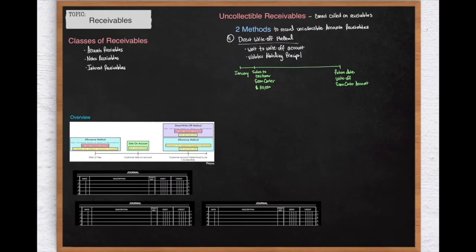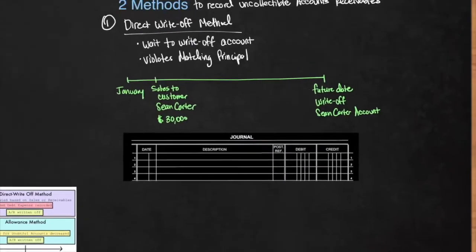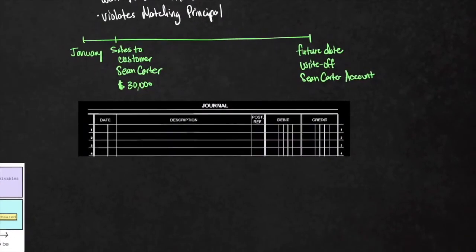Again, I have to emphasize that you made the sale shortly after January, and then far into the future, it's been determined that his account can't be collected, or the $30,000 he owes cannot be collected. So now we have to write off his account. When you write off this account, you want to debit bad debt expense for $30,000, and you want to credit the accounts receivable for Sean Carter. You're crediting this so his account will be cleared and written off. So $30,000.